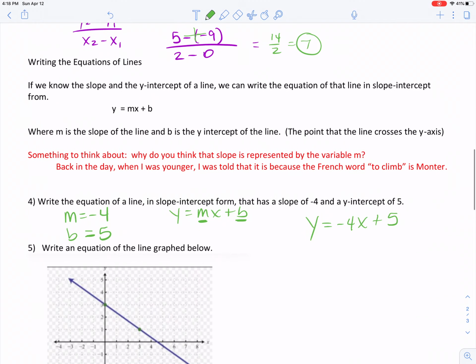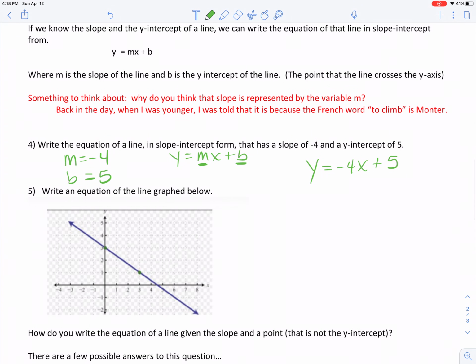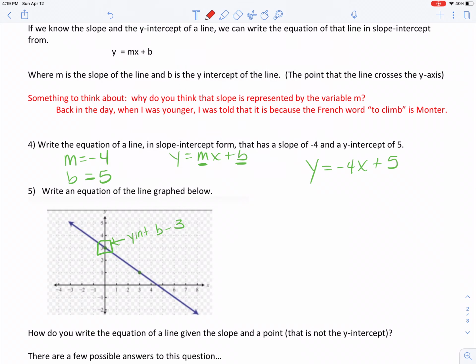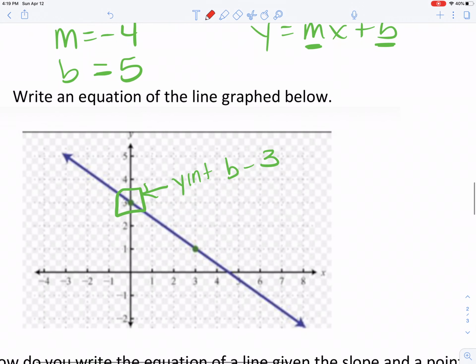The next one gave us the picture instead, so it's easier to get the y-intercept. I'll first look right there that the y-intercept, or the b, is equal to 3. Then the slope we're going to have to find using rise over run. So how many points do I need? 2. So I'm going to use the point that I already used for the y-intercept. I see this one other point as well.